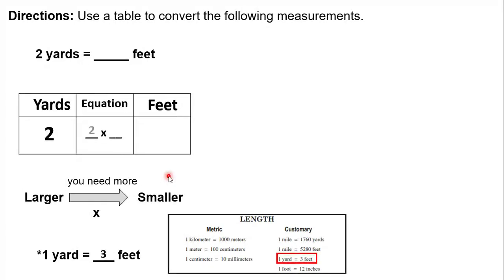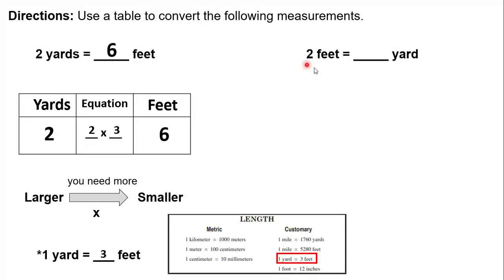We're starting with 2 yards, and we're going to multiply by 3 feet for each yard. And we got that 3 feet from down here in our reference sheet. So 2 times 3 equals 6 feet. 2 yards is equal to 6 feet. Now let's do it the other way.